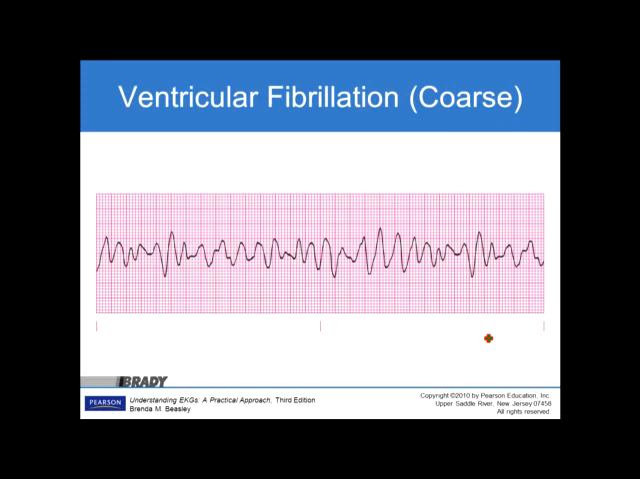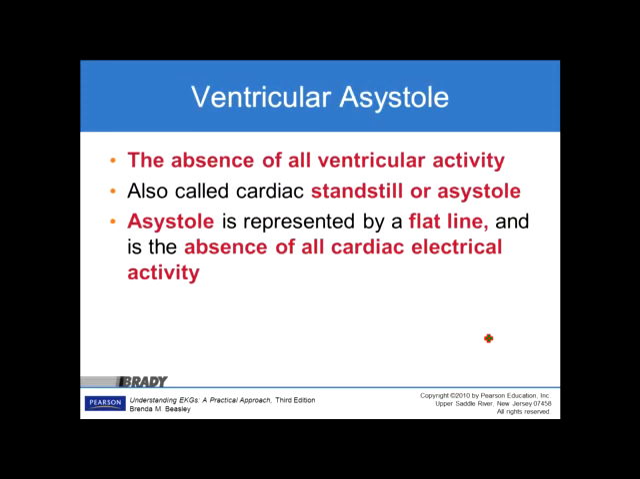Ventricular asystole: the absence of all ventricular activity, also called cardiac standstill or asystole. Asystole is represented by a flat line and is the absence of all cardiac electrical activity. And your flat line will look like this. There is no electrical activity in the heart whatsoever when asystole is seen on the monitor.